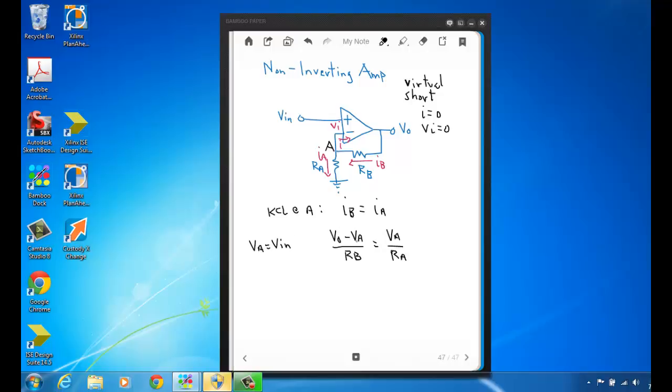So if you go ahead and substitute in Vin for VA, and then rearrange the terms, you can show that the closed loop gain for this non-inverting amplifier circuit is just equal to 1 plus the ratio RB over RA, which can also be written over a common denominator as RA plus RB over RA.